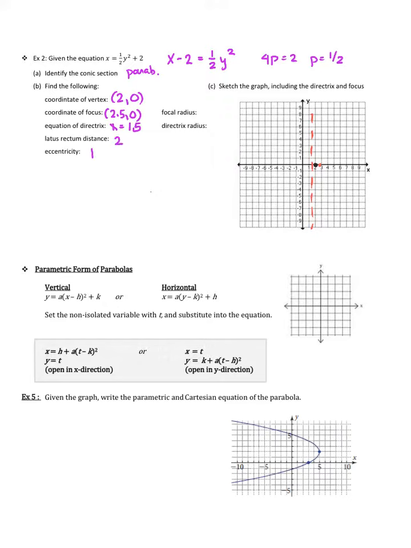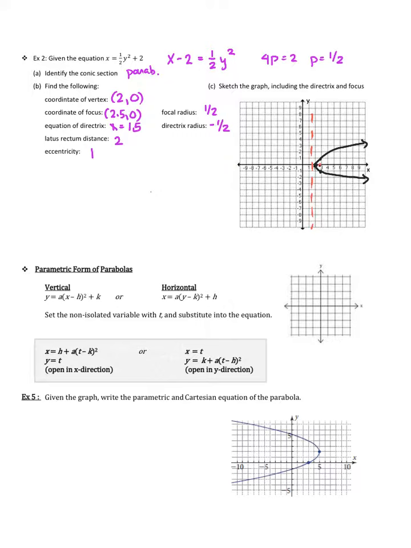Eccentricity is always 1. So my focal radius was 1/2, and directrix is -1/2. That tells you how far you went away from your vertex. And so now from my focus, I'm going to go out 1 in this direction and 1 in this direction for a total of 2. And then just draw the graph. So it means it's going to be a little bit skinnier. Okay, so there's a sideways parabola.